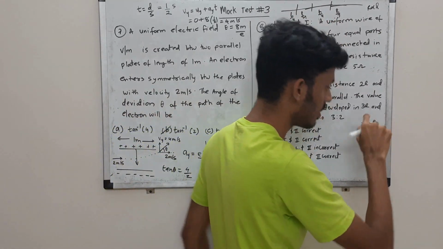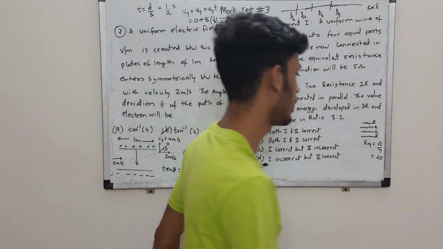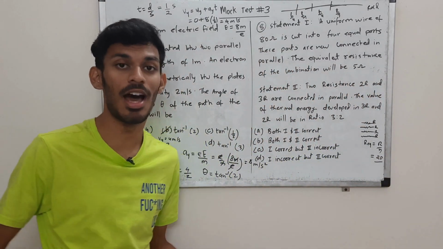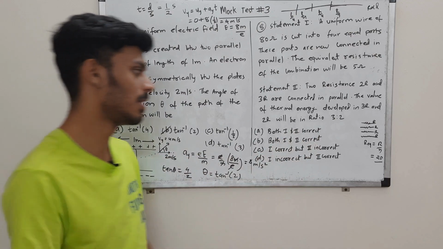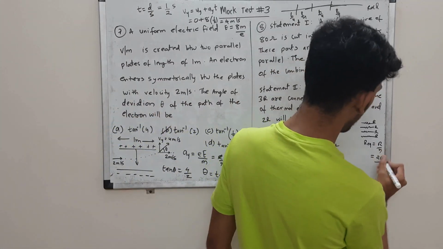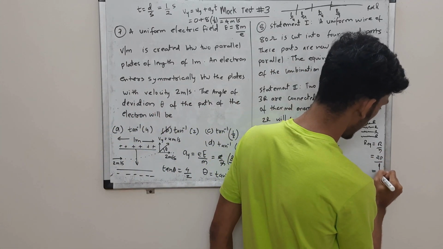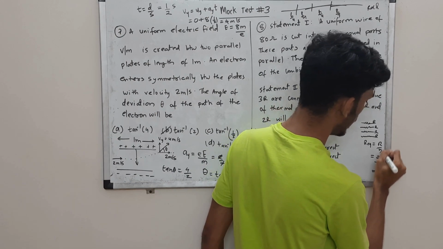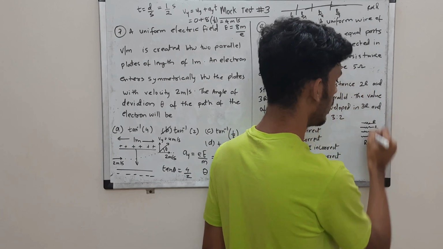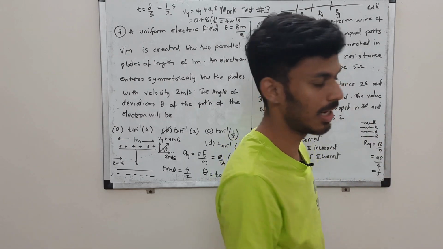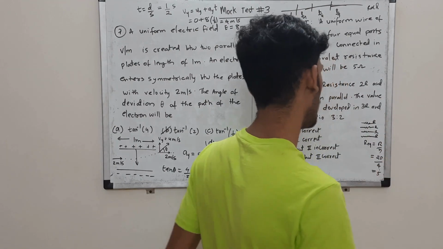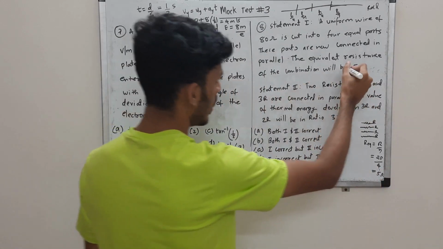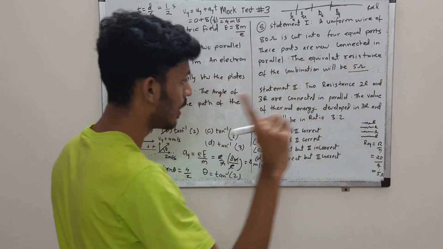And how many resistors in parallel? This is the formula for identical resistances in parallel. You can also use 1 by R1 plus 1 by R2, and you'll get the same result. So 20 divided by 4 is 5, right? 4 resistances in parallel, where n is the number of resistances in parallel. The answer that you get is 5 ohms. So the equivalent will be 5 ohms, and your statement 1 is correct.